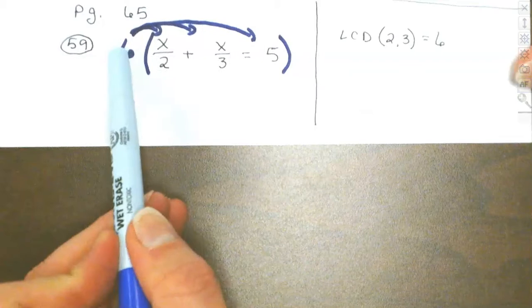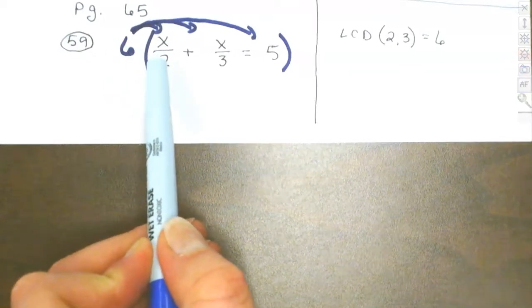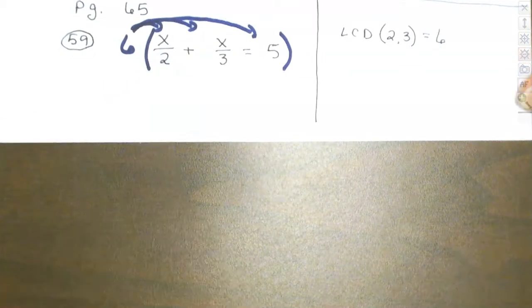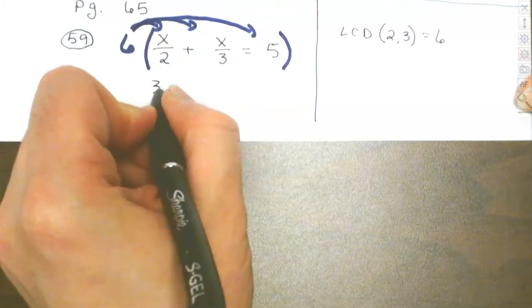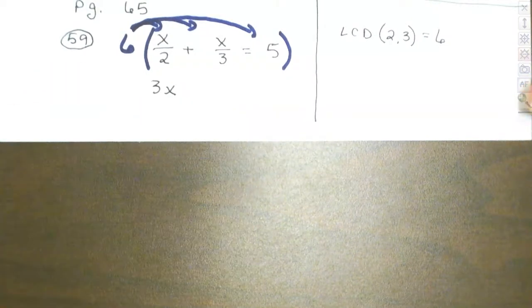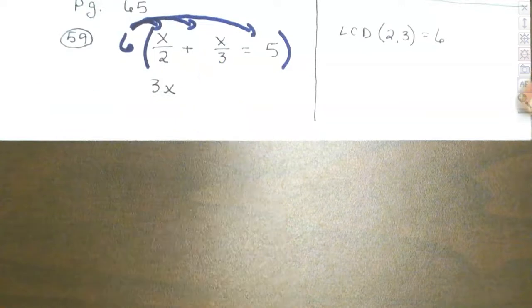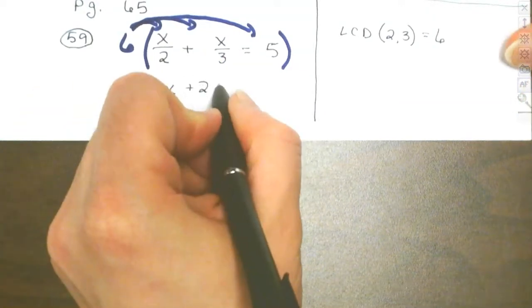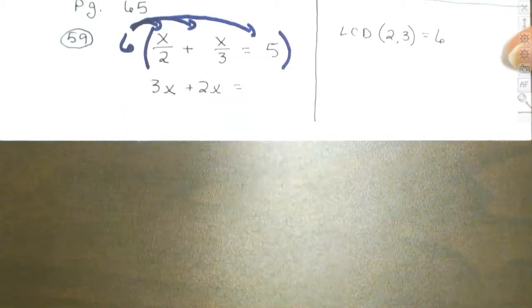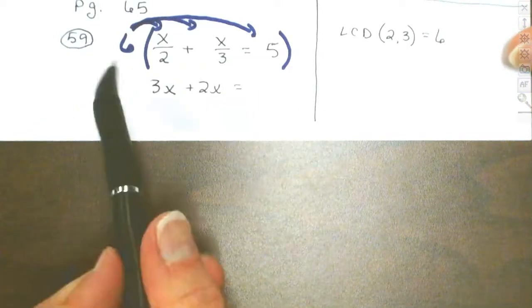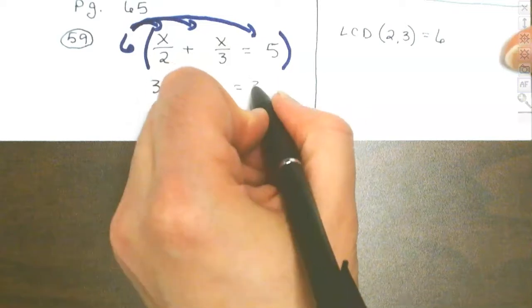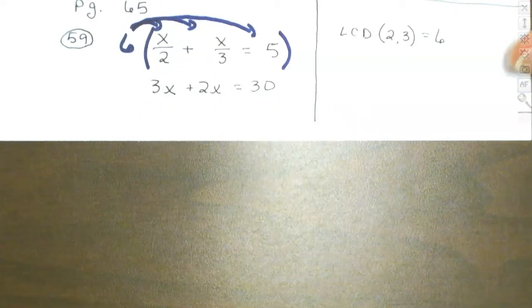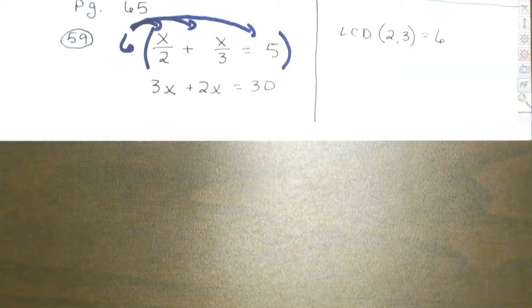So 6 divided by 2 is 3, right? Times x, that makes it a 3x. Next one, 6 divided by 3 is 2 times x, that makes it a 2x. And then don't forget the right-hand side. 6 times 5 is a 30. Is everyone all right with that so far? So all the fractions are gone.